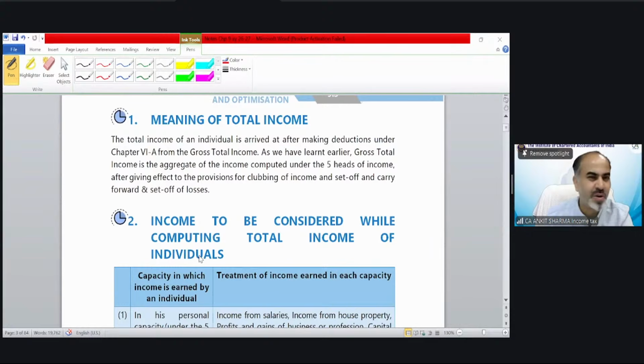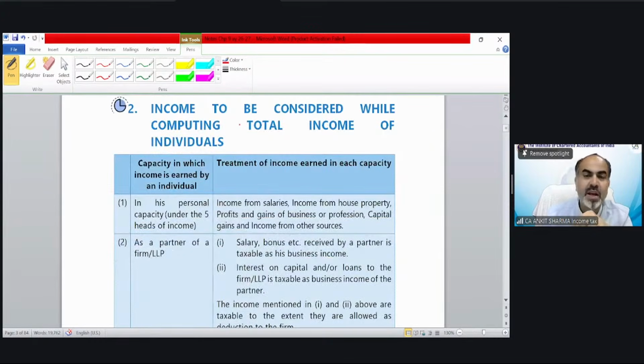So what is the meaning of total income? Of course, we have understood the whole concept till now. Total income of an individual is arrived at after making deductions from your GTI. After clubbing and set-off, you will arrive at your GTI, and after reducing deductions from that GTI, you will get your total income. Point number 2 is income to be considered while computing total income of an individual. So it's just giving you a detailed concept to understand that if you are an individual, then what income would be part of your total income?